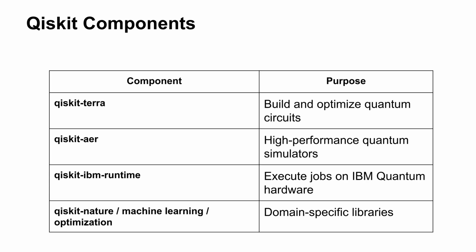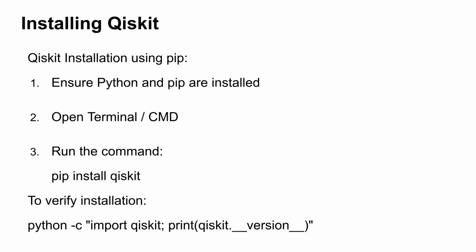Qiskit is modular. Qiskit Terra builds circuits, Qiskit Aer provides high-performance simulators, and Qiskit IBM Runtime executes jobs on real IBM Quantum hardware. To install Qiskit using pip, ensure Python is ready, open your terminal, and run pip install qiskit. You can verify the installation by checking the version number in Python.